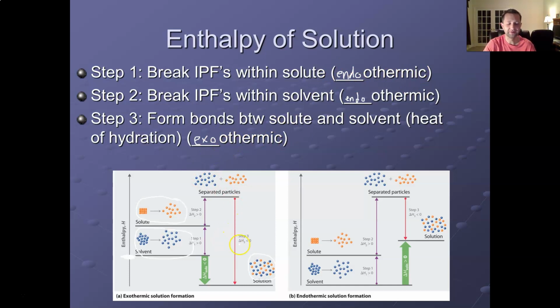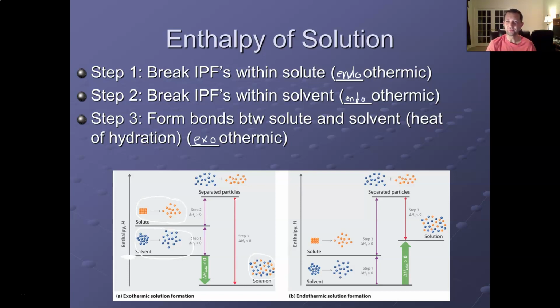All right. So when attractions are forming, that's going to release energy. Just like when you make bonds, back in Unit 1, we talked about enthalpy of covalent compounds, right? Enthalpy of formation of covalent compounds. When the covalent bonds were formed, that was a release of energy.